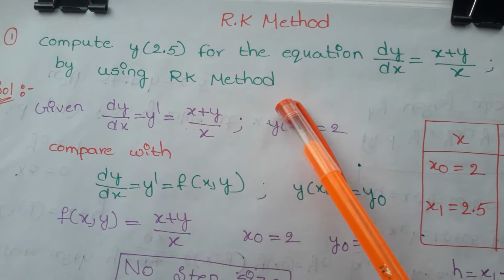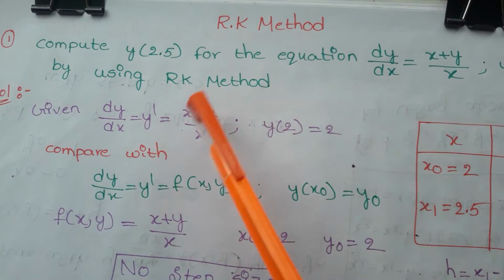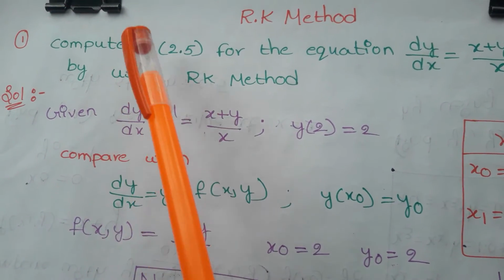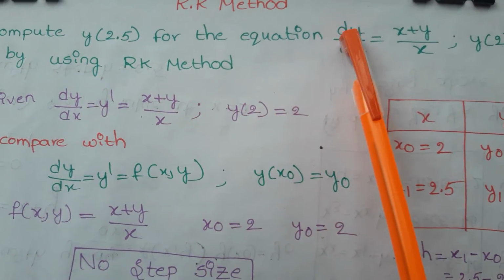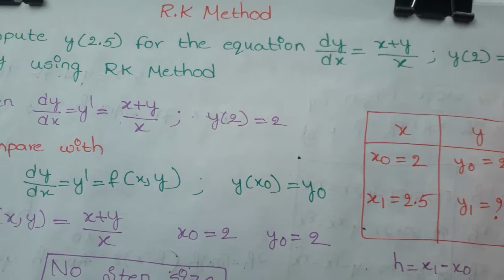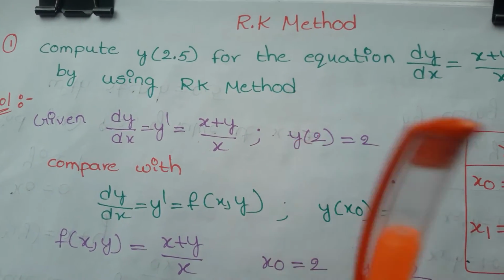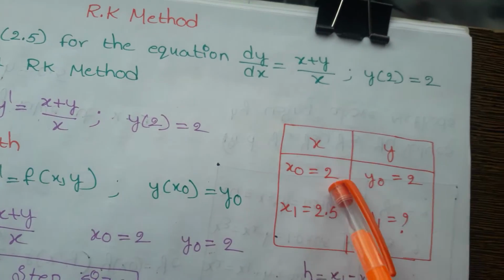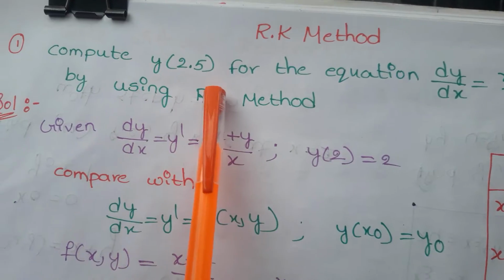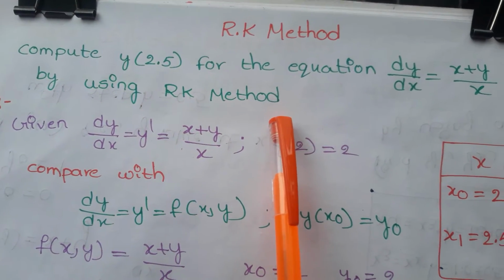Hello everyone, in this video I am going to explain RK method. So the question is: compute y of 2.5 for the equation dy by dx is equal to (x plus y) by x, that is y of 2 is equal to 2, by using RK method. They have given the y value at 2 is 2. We need to find the y value at 2.5 by using RK method.